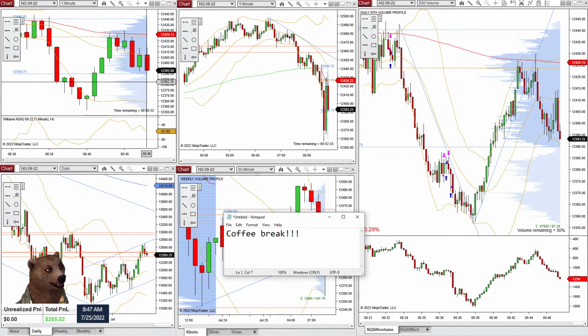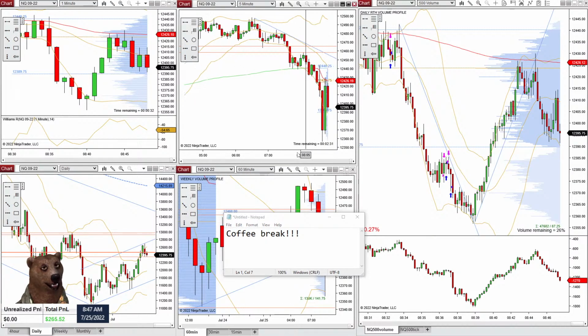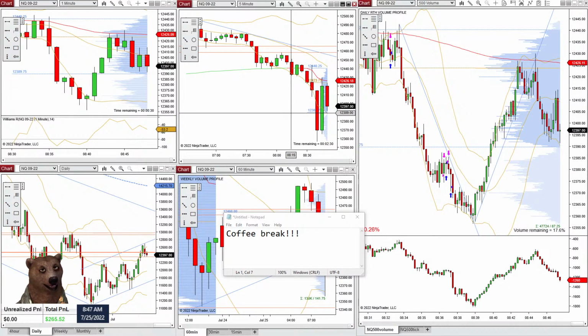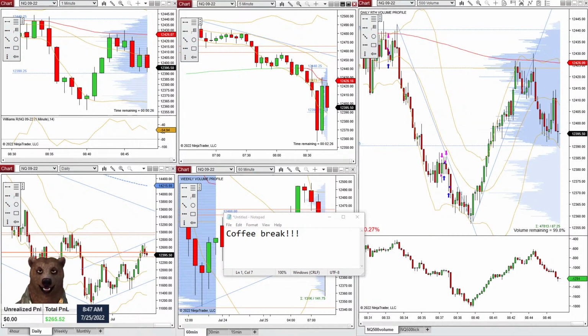Maybe we break this 83 level and come back down, but you can see here on the 5-minute band we're hitting the value area low plus the bottom of the band. And I don't know. I think I might chop around here for a second.